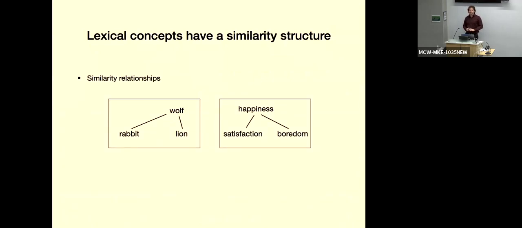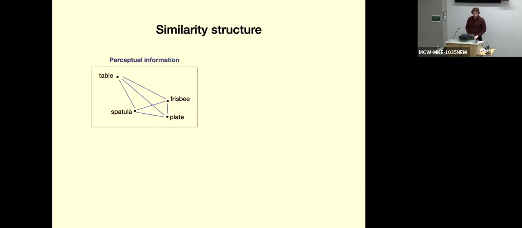And the way that we have been doing this here is by looking at the similarity structure of concepts. Words and concepts have a similarity relationship to each other. Everyone would tell you, if you ask them, that the word wolf is more similar to lion than it is to rabbit, even if they can't tell you exactly why. And that happiness is more similar to satisfaction than it is to boredom. So if you can measure the semantic distance, or dissimilarity, between every two words, you can create a similarity structure for a set of words.